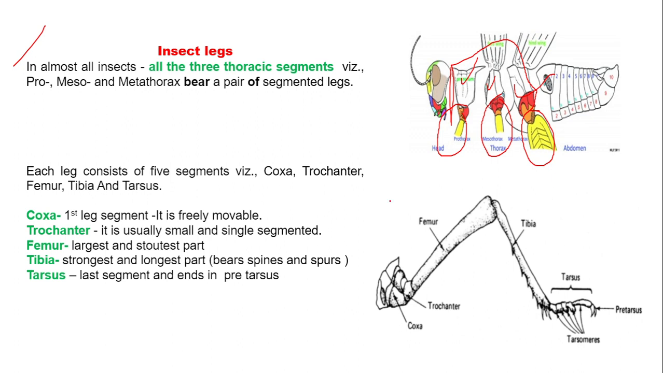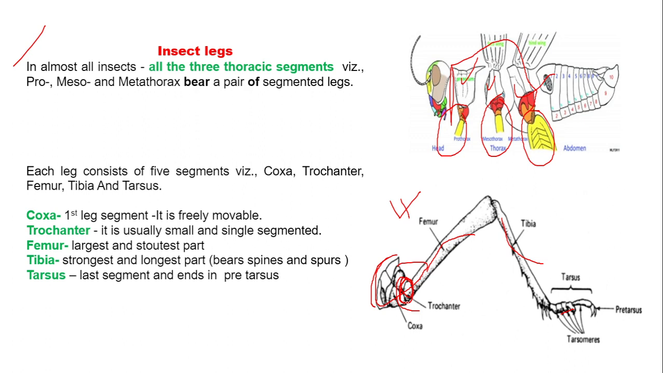See, this is the individual leg. Each leg consists of five segments. They are coxa, trochanter, femur, tibia, and tarsus. See, this is the coxa. This is the first segment of the insect leg, and it is freely movable. And this is the trochanter, the second segment of the insect leg, usually small and single segmented.